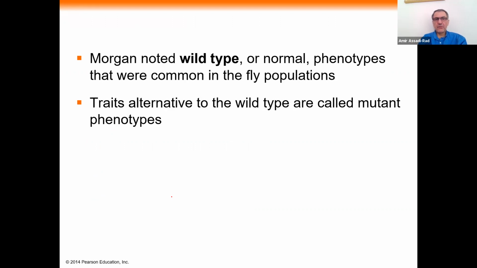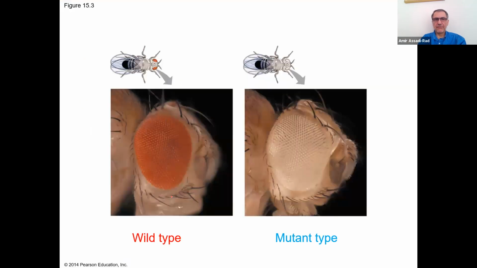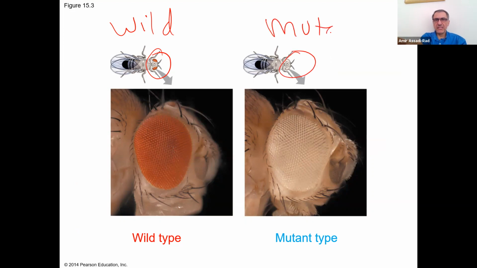Morgan noted wild type, the ones found in the wild, or normal phenotypes that were common in fruit fly populations. Traits alternative to the wild type are called mutant phenotypes. For example, right here, he is calling the red eye the wild type, if I'm not making a mistake, and this one would be a mutant type. It means the wild type is more common in nature, so he called them wild type. He didn't call them normal or abnormal or dominant, recessive. He stayed away from those.